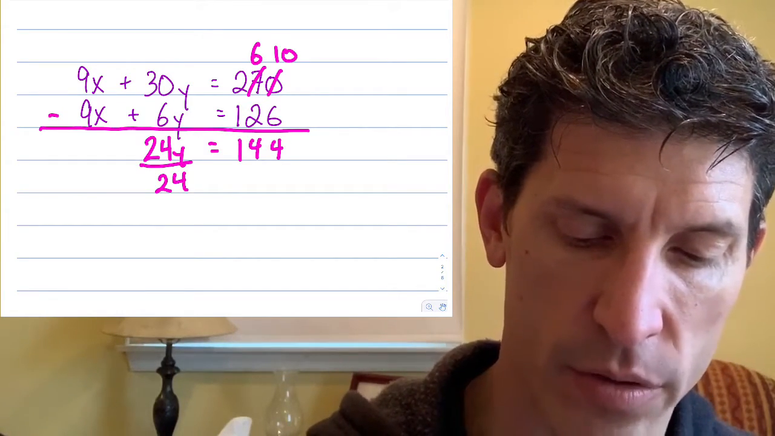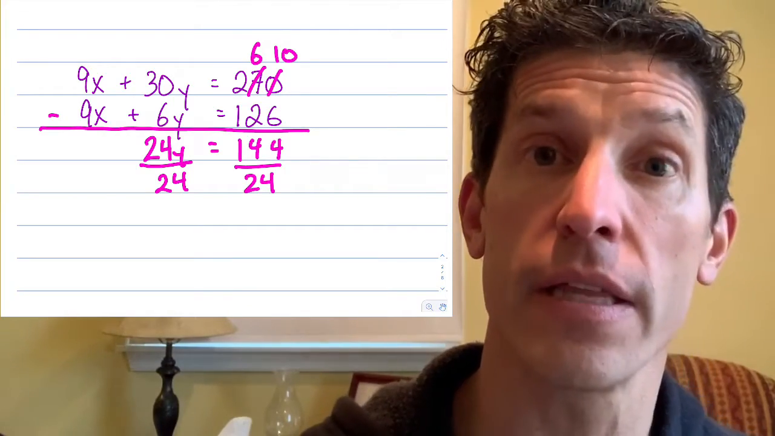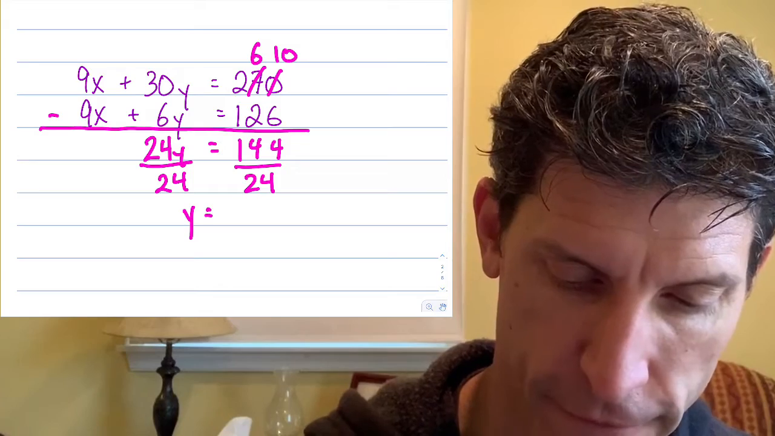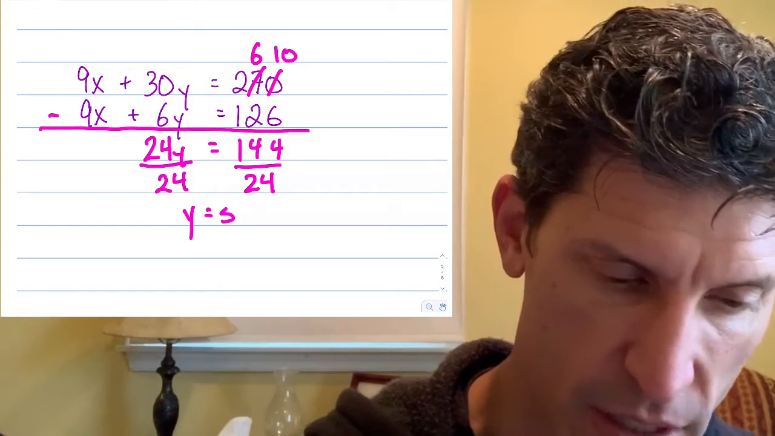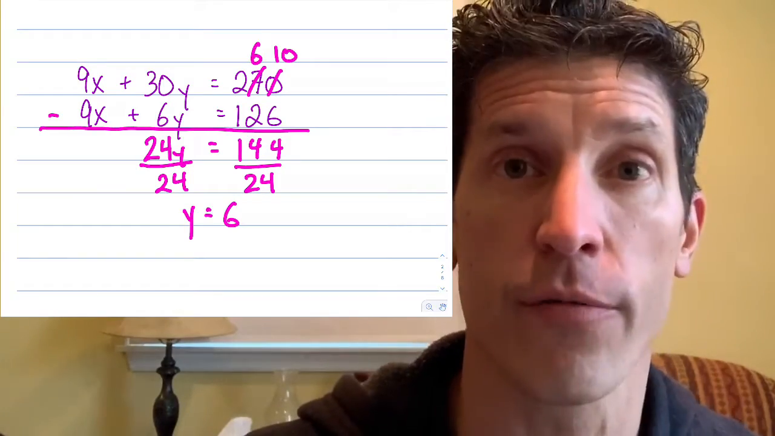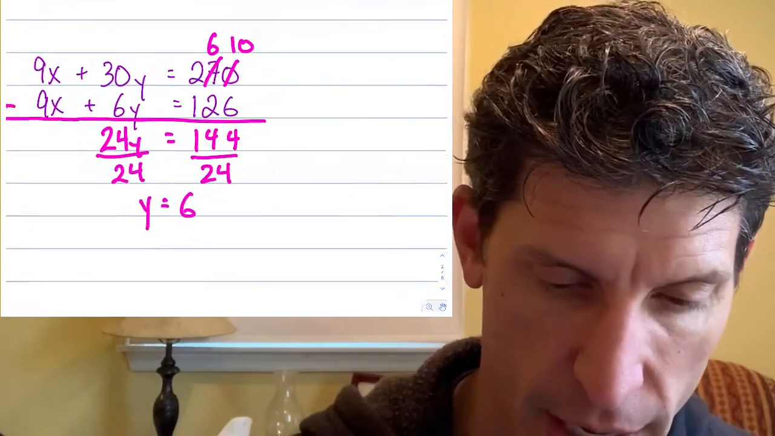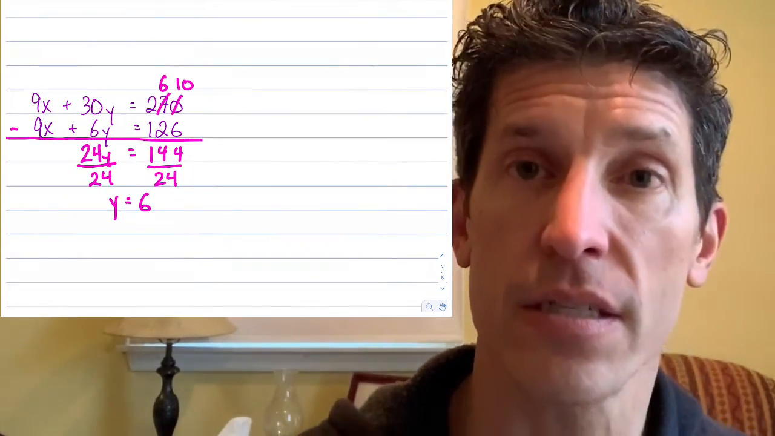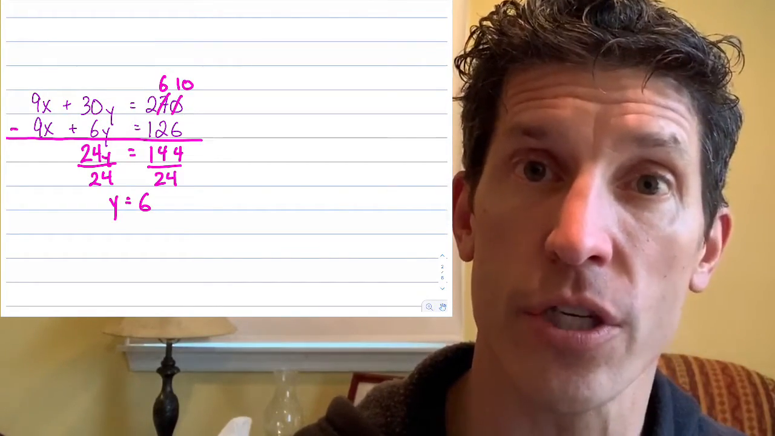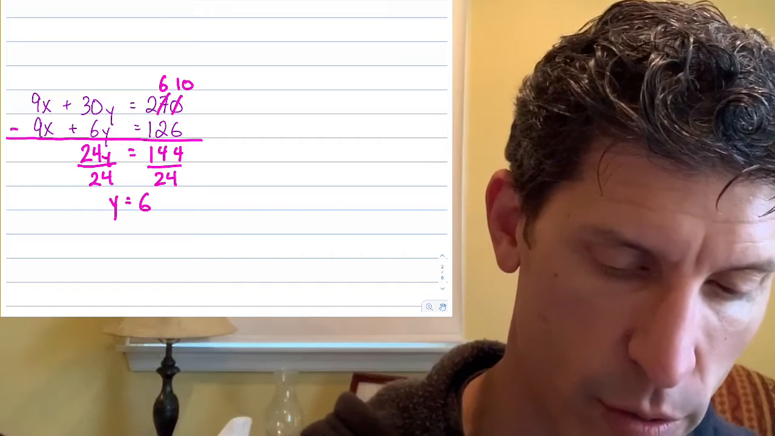Now I'm going to divide both sides by what's called a coefficient. In this case, it's 24. Y is 1, 2, 3, 4, 5, it looks like. Nope, 6. Y equals 6. You could use a calculator if you need to. 144 divided by 24. And let's do the last step. The last step is still the same as it's always been. I take that 6, which is y, and I put it into one of the first two equations.